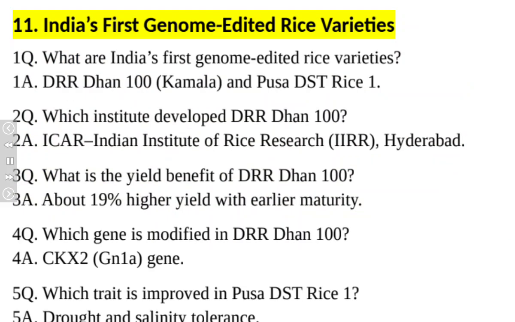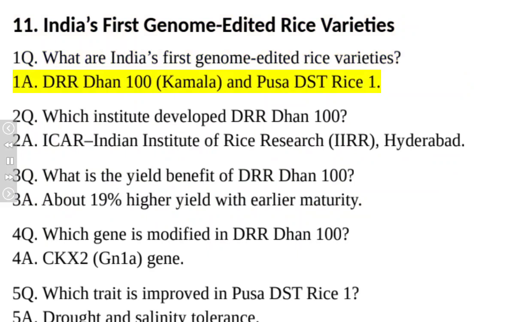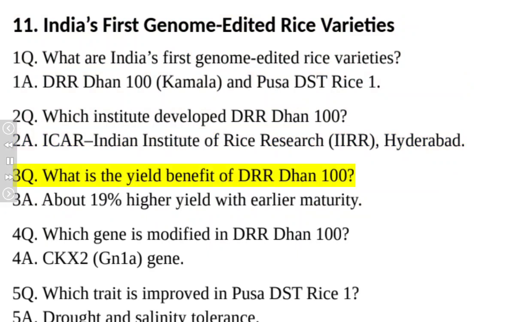11. India's first genome-edited rice varieties. 1Q. What are India's first genome-edited rice varieties? 1A. DRR Dhan 100 Kamala and Pusa DST Rice 1. 2Q. Which institute developed DRR Dhan 100? 2A. ICAR Indian Institute of Rice Research, IIRR, Hyderabad. 3Q. What is the yield benefit of DRR Dhan 100? 3A. About 19% higher yield with earlier maturity.